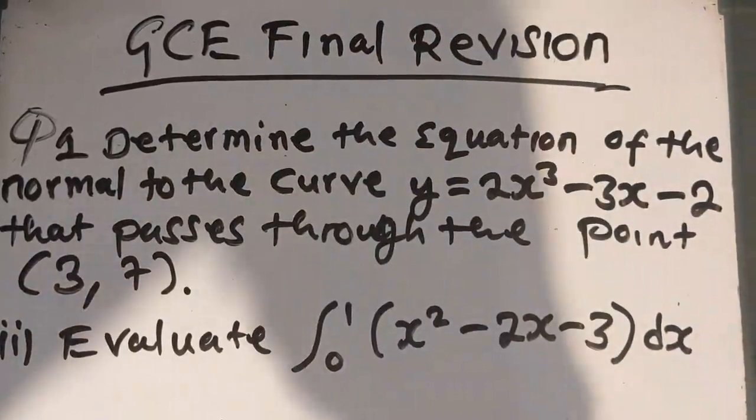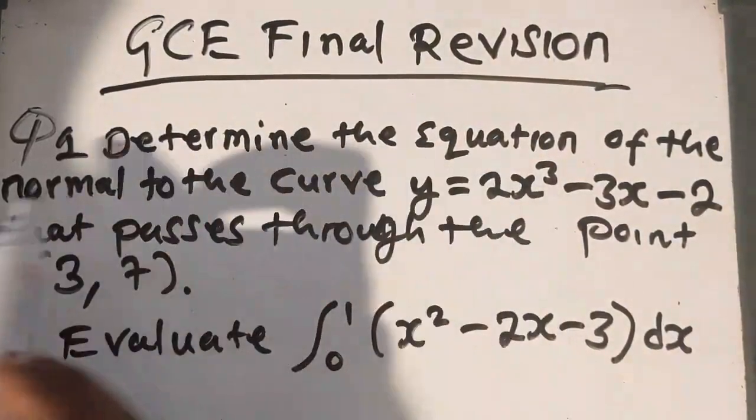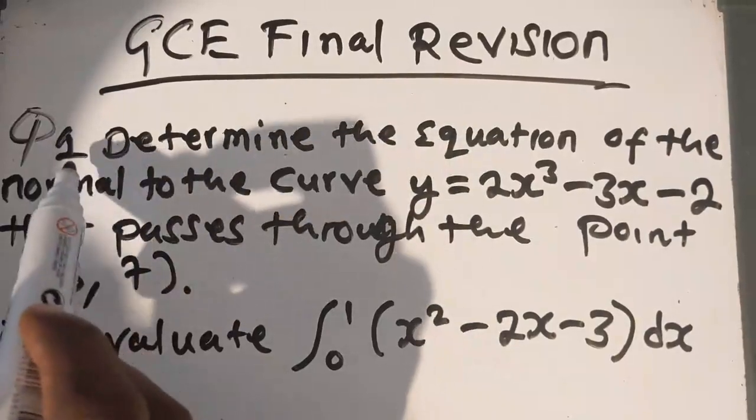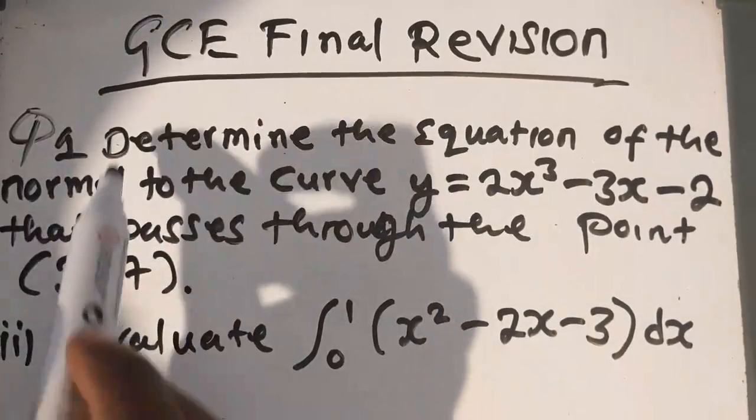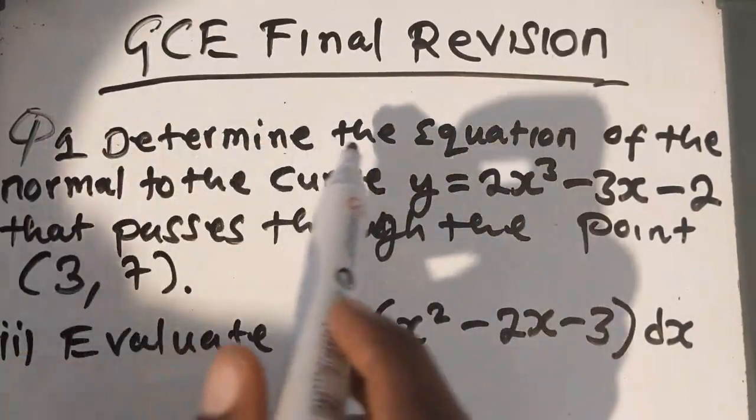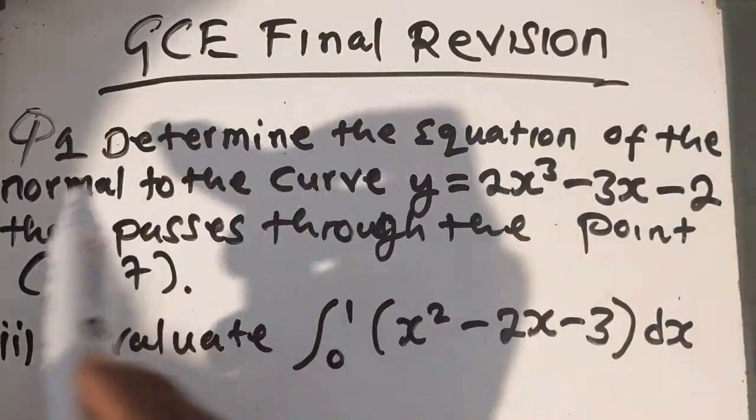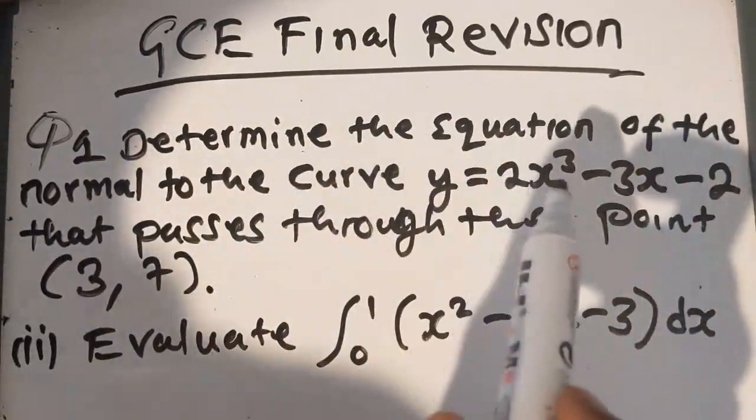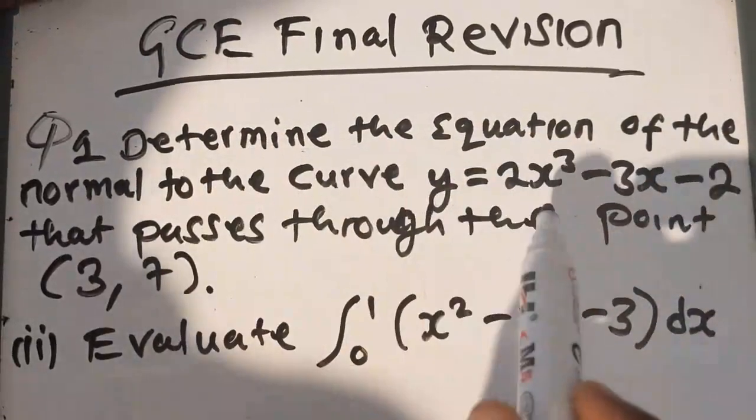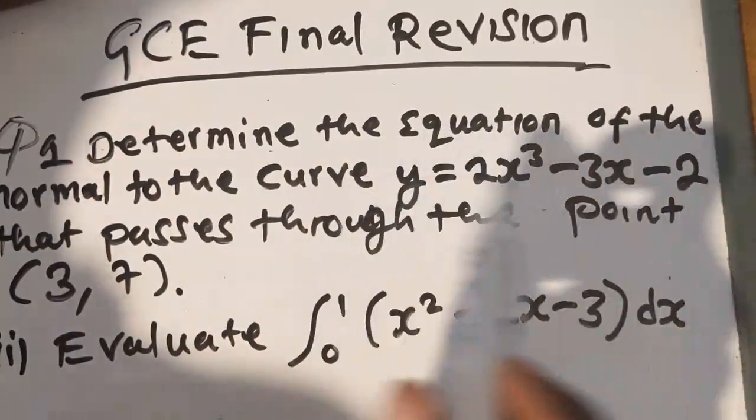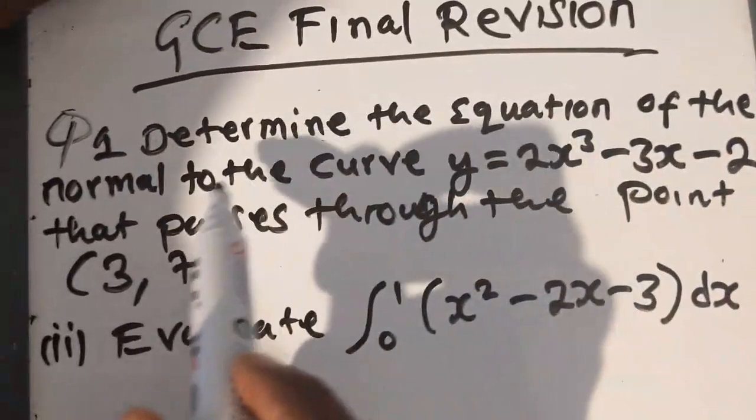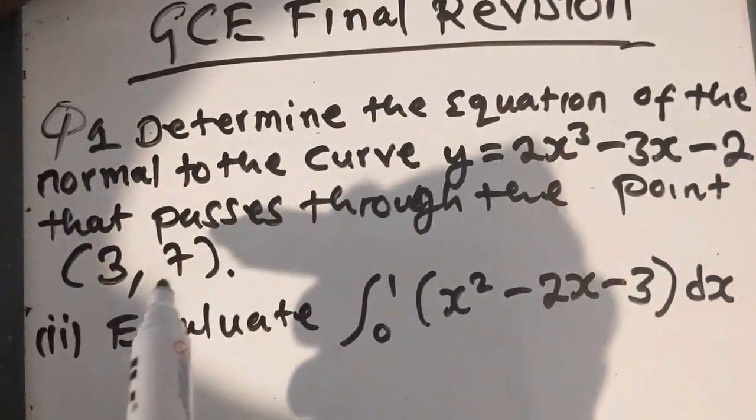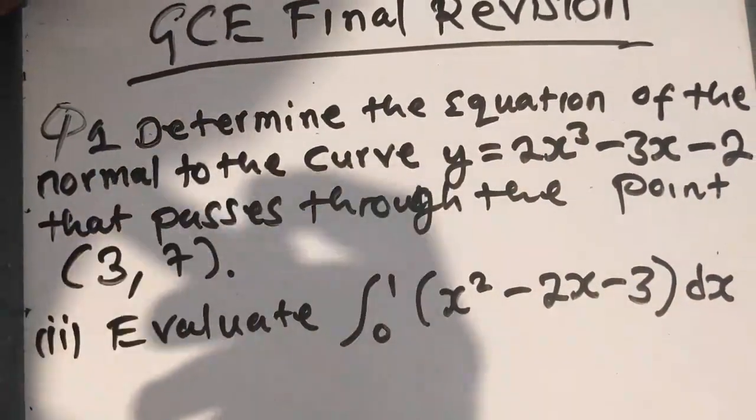Let's solve these questions. Okay, so this is a question on calculus. I got it from a past paper. This is question 2 here. This question is saying: determine the equation of the normal to the curve. This is the equation of the curve, that passes through the point (3,7). Okay, the equation of the normal.